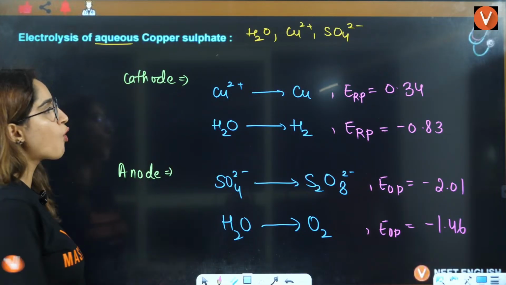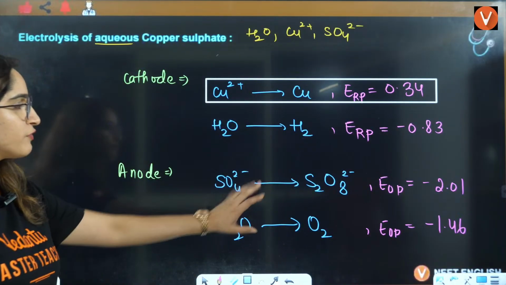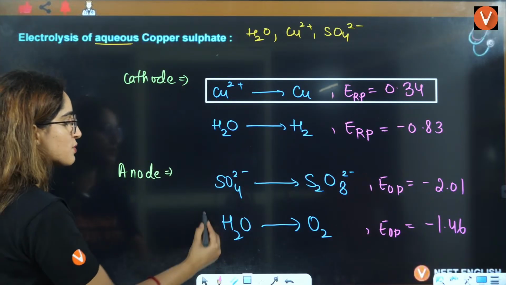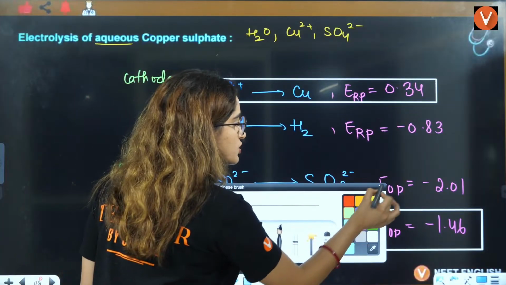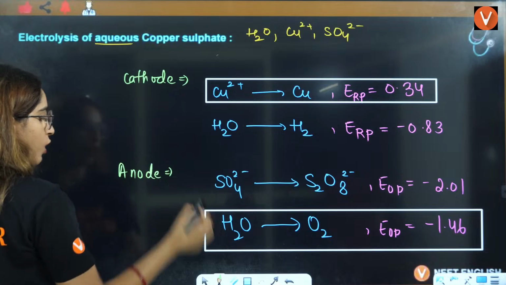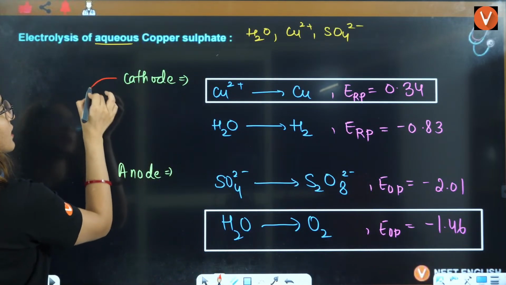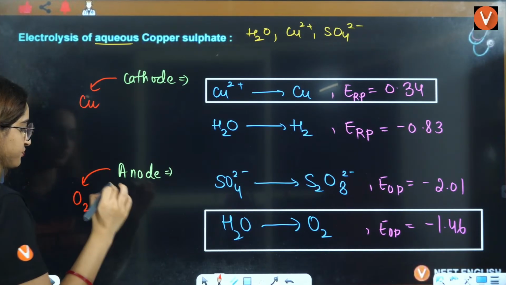Now tell me which has the maximum reduction potential out of these two. Reduction potential is more in this one, right? So can I say I'll choose this? Out of these two, which will have more oxidation potential? This will have more oxidation potential, so I'll choose this. So from here, I can say that always you will have copper at the cathode in this case, and at the anode you will have O2.